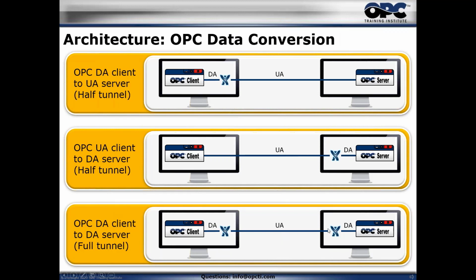And of course, there's a full tunnel. So in this case, it's one half of the tunnel and the other half. It's a full tunnel, just like this. So DA in, UA out, UA in, DA out. So in this case, it's a DA client and a DA server. If for some reason you can't get them connected on the network, this tunnel will actually get them connected to each other. So this is what we'll take a look at, is the half tunnel and the full tunnel connections.